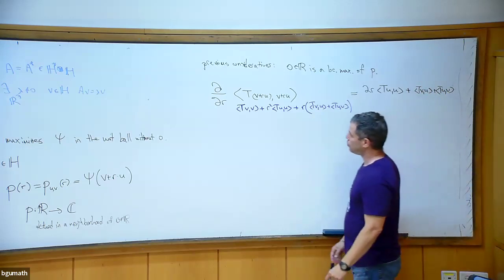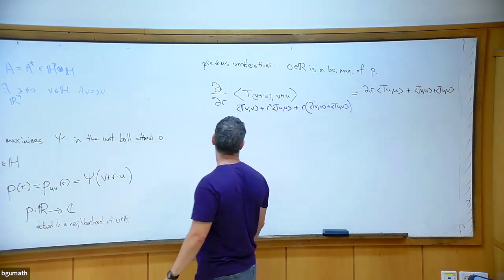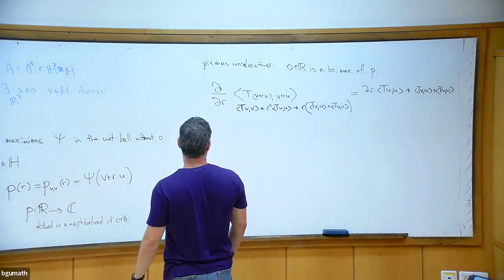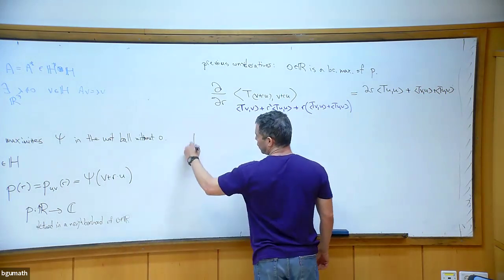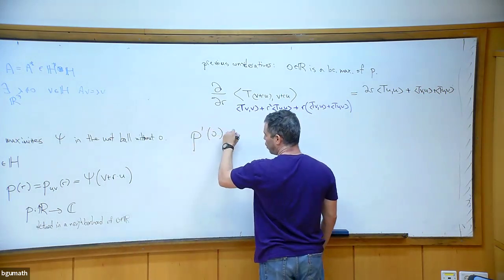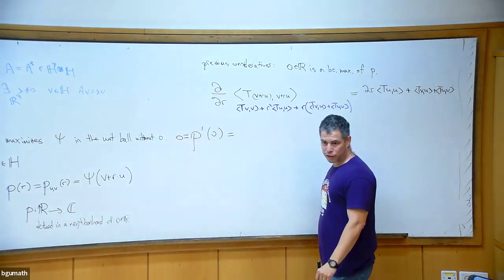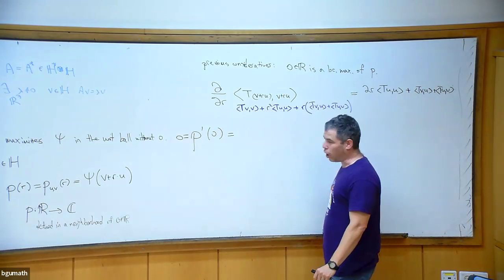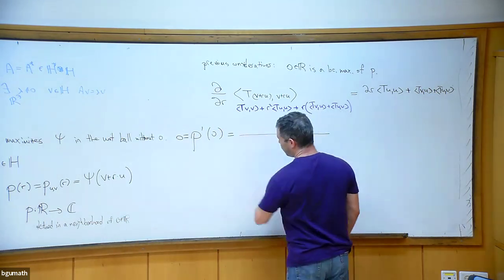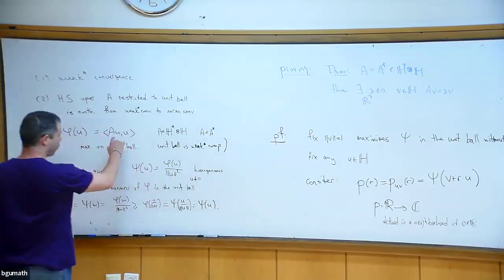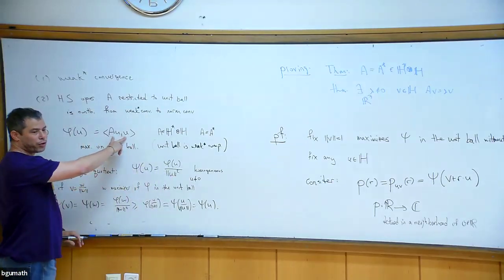Now when I take the derivative at 0 of P, this should be 0, because 0 is a local maximum. So the derivative at 0 of P is what? I have the derivative of the top, which is of the form A of V plus RU, V plus RU.